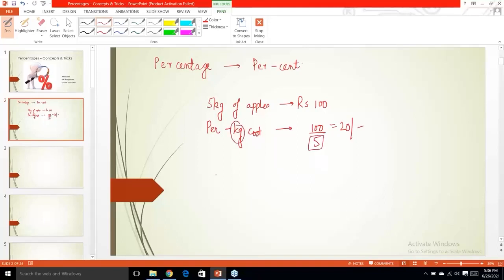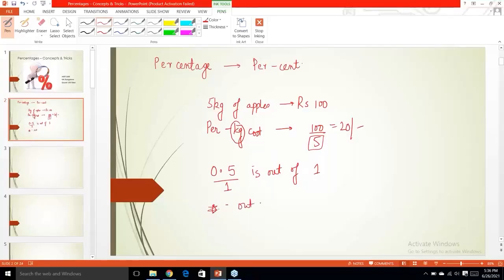So in this case, you divided by 5 because you wanted to find out per 1 kg. Now, if there is a number given to you as, let's say, 0.5, what is this as a percentage? Well, I know that 0.5 is out of 1, because it is 0.5 by 1. So what is it out of 100? Out of 100, it is just 0.5 multiplied by 100, that is 50%. And percent we usually denote by this sign, 50%.